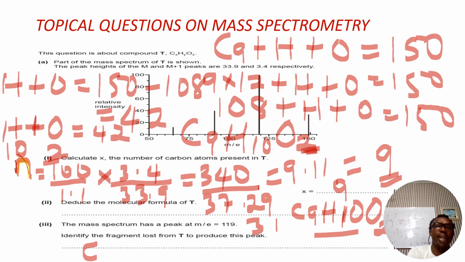So let's pick 3 atoms of hydrogen. Altogether, carbon and hydrogen is 15. So we're left with 1 oxygen atom to make it 31. So the fragment lost from T to produce this peak is CH3O: 1 atom of carbon, 3 atoms of hydrogen, and 1 atom of oxygen. So it's as simple as A, B, C.